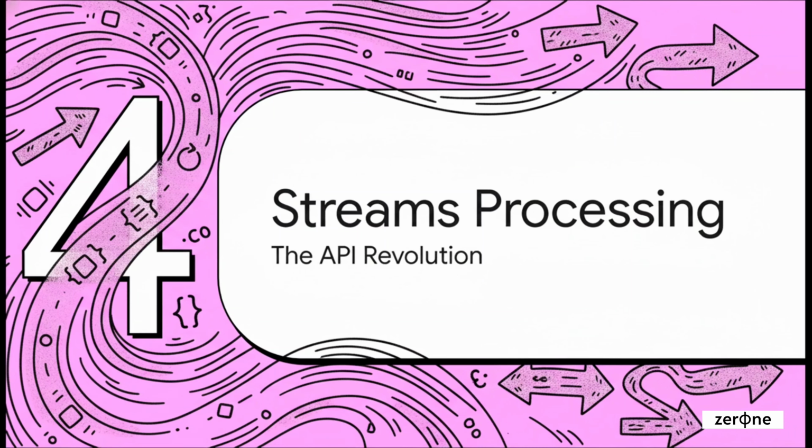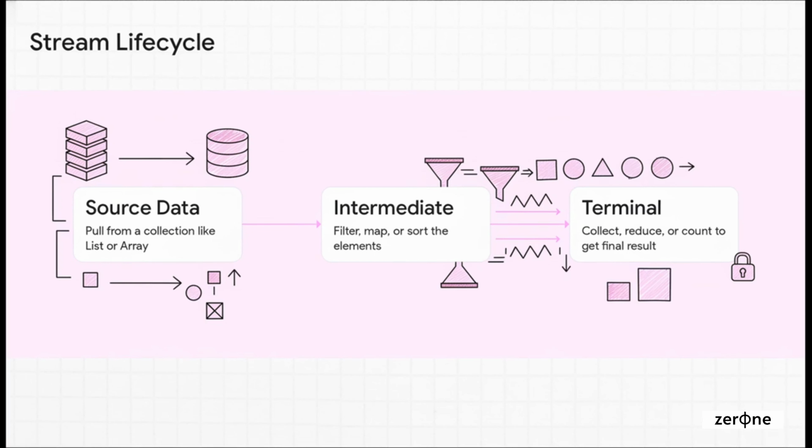Processing Data with Streams, the API Revolution. All right, now that we've mastered Lambdas and method references, it's time to see where they truly shine. Enter the Stream API. A stream is basically a sequence of elements that you want to process. But here is an absolutely critical distinction. Streams do not store data. They only process it. A stream operation has a very strict life cycle.